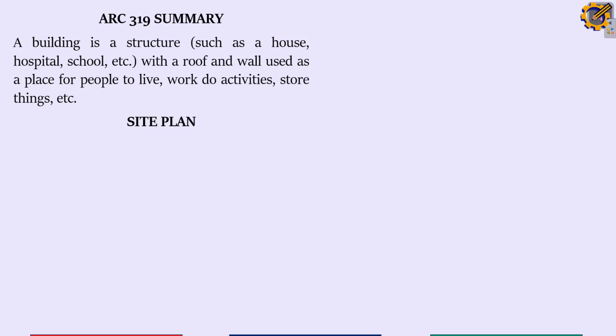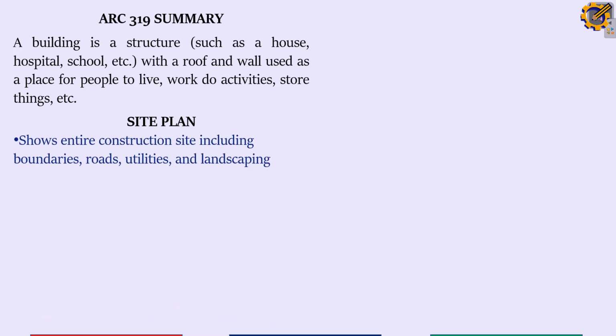Then we have the site plan. In this particular aspect, we have two concepts to be considering: site plan and building plan. Let me explain the first aspect, site plan. A site plan shows the entire construction site, including boundaries, roads, utilities, and landscaping.